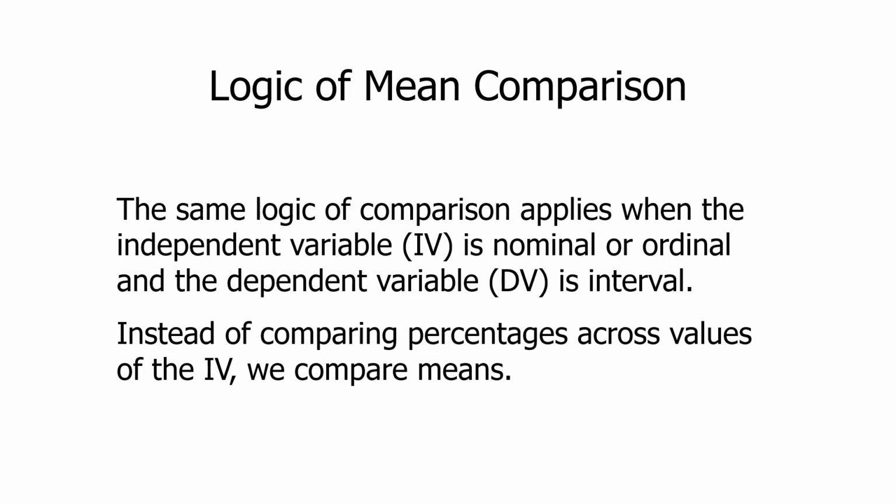We separate cases on the independent and compare mean values on the dependent. Instead of comparing percentages across values of the independent, we compare means. So that makes our job a lot easier because we don't have a lot of percentages to make sense of. We have one value, a mean, accompanied by the number of cases in that category.